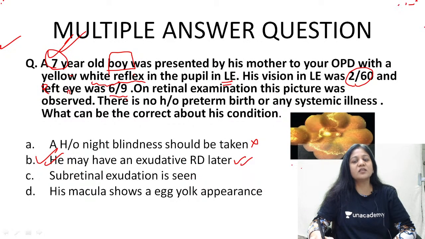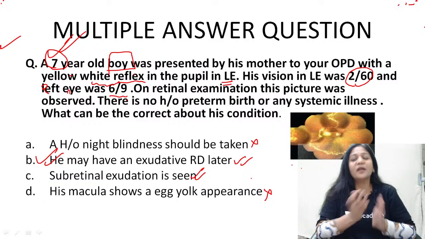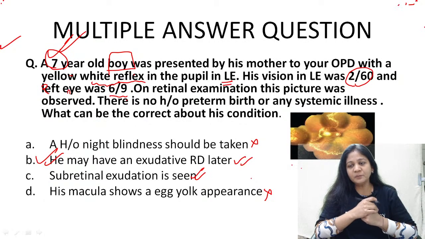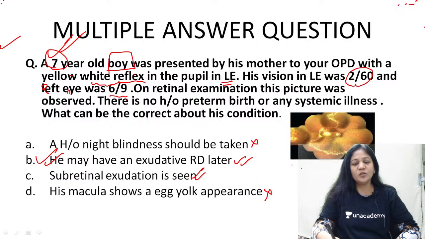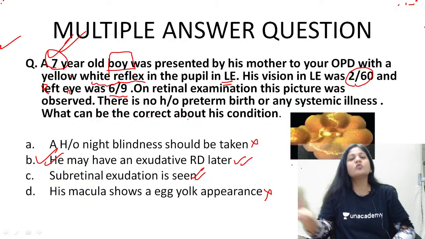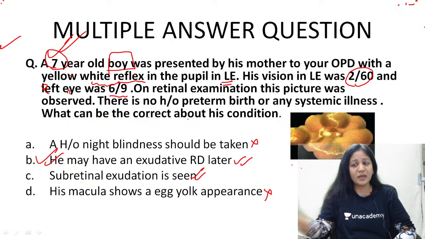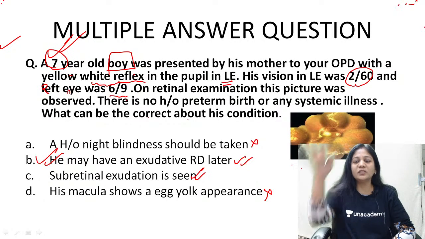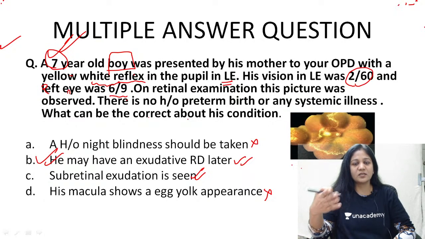Now subretinal exudation is what we see here, the diagnostic thing. But the macula is not showing egg yolk appearance. This is not egg yolk appearance, guys. Egg yolk appearance is seen in which disorder? Can anybody tell me? Where do you see that? Anyone? So you see this in case of Best disease, isn't it? This is not an egg yolk appearance, and egg yolk appearance doesn't come so early, not in a 7-year-old boy. And the visual outcome is not so bad in Best disease early in this age. So Best disease is not like that. It doesn't present with such exudation and telangiectatic vessels. So we have two correct answers here, B and C.